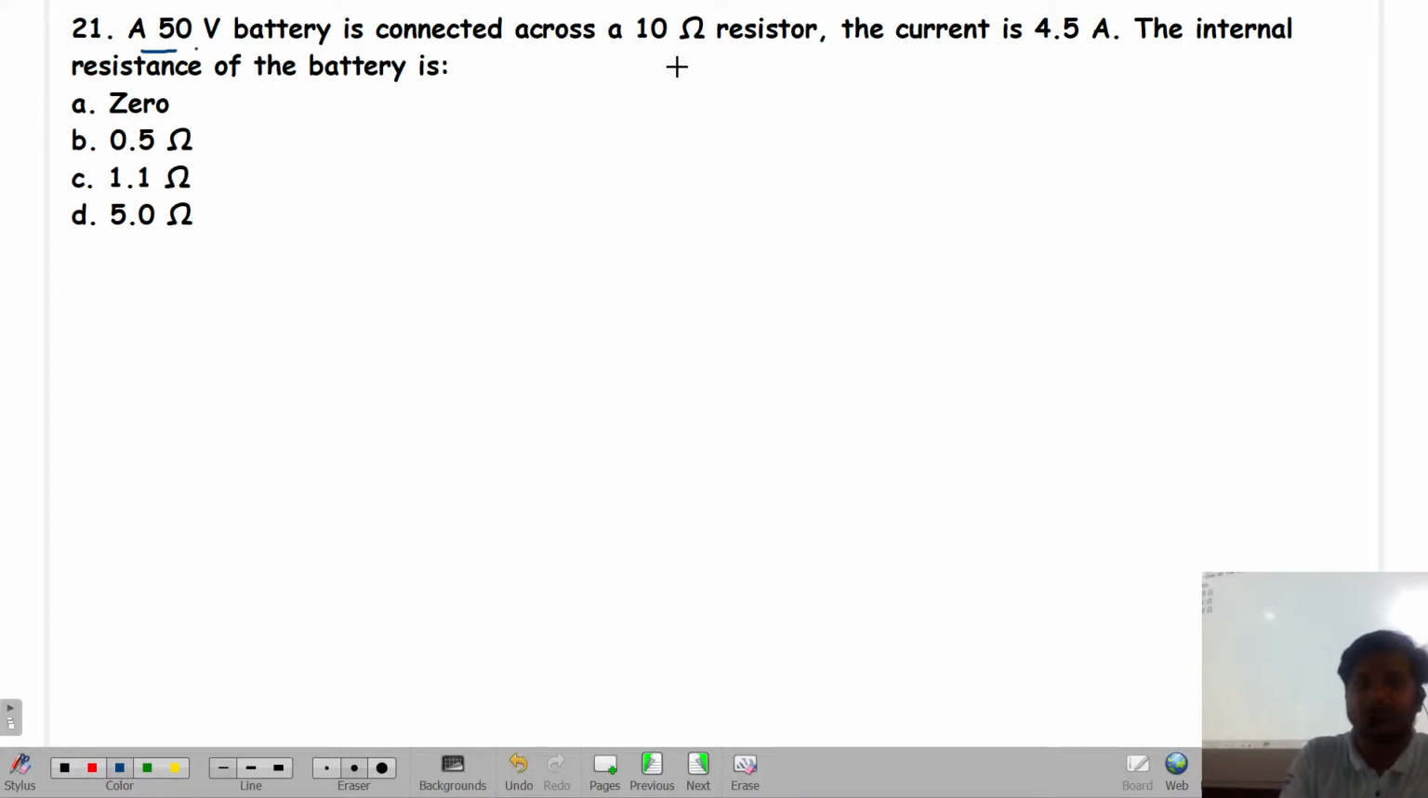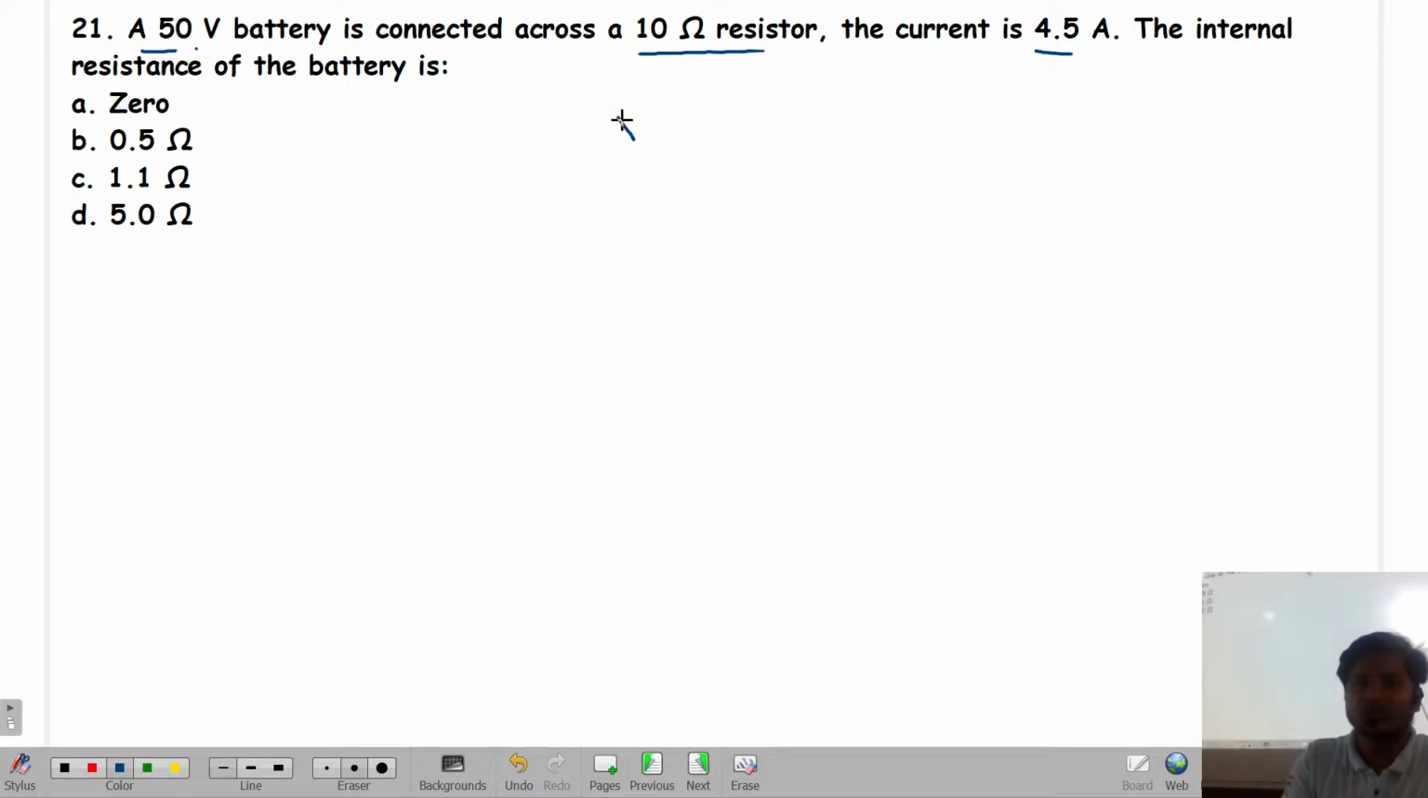A 50-volt battery is connected across 10 ohm resistor. The current is 4.5 ampere. Find the internal resistance of the battery. Easy or not?